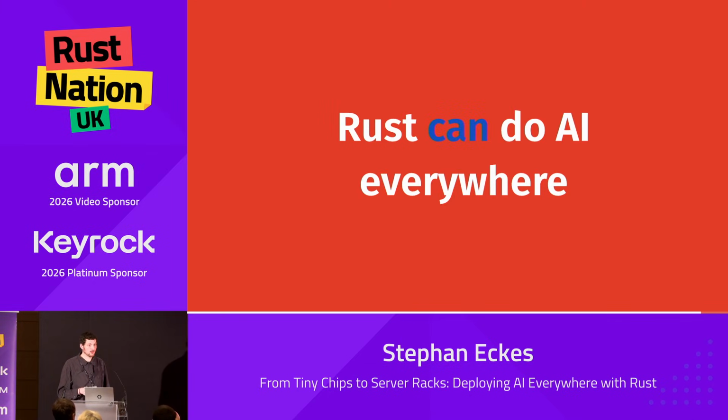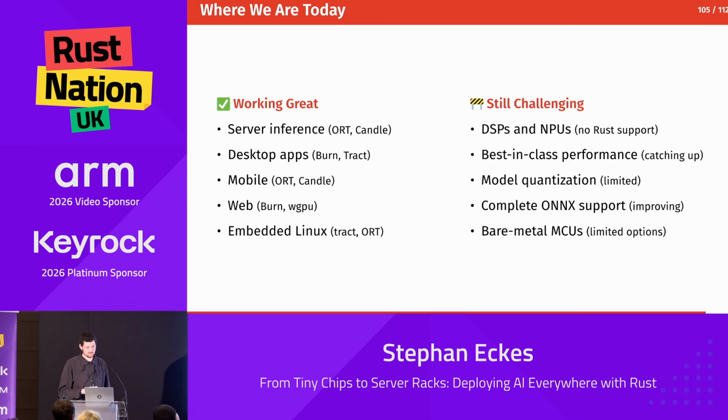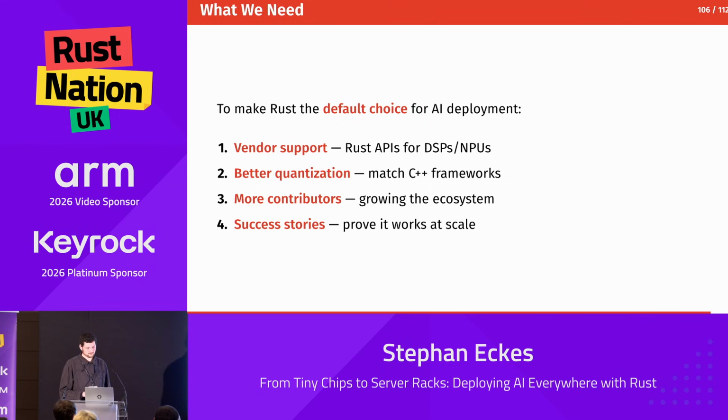I think Rust can do AI everywhere. We can do server inference, desktop apps, mobile, web, embedded Linux. But as I said, DSPs and NPUs are still challenging. Sometimes we don't get the best-in-class performance. Quantization is still a topic. And bare metal MCUs are not that easy yet. But I think it could really change and make things way easier for the developers. So yeah, we just need more contributors, more success stories, and bring the vendors on board, right? That they also build APIs for their DSPs or NPUs.